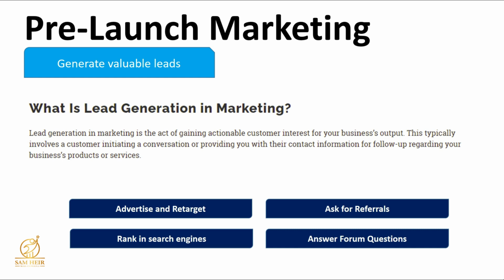So in this category of generating valuable leads, I have pointed out 4 points here as well. Number one is advertise and retarget, then ask for referrals, rank in search engines, and answer forum questions. So the first one is advertise and retarget. Basically, you want to promote as much as you can. And ask people for a referral. Asking people for referrals gives, I think, the most valuable leads, because there is a high chance that you're going to hit the mark, compared to randomly marketing or throwing out leads and campaigns, where you do not know whether this consumer or audience is in line with your product or not.